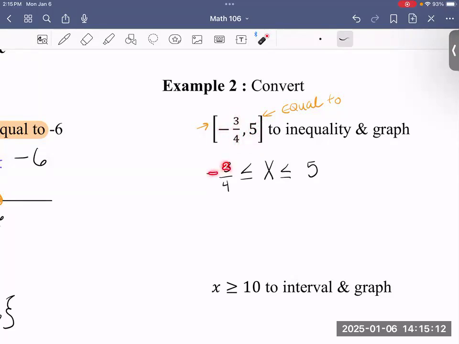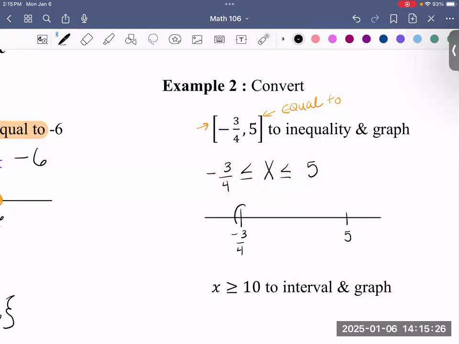So -3/4 is less than or equal to x, which is less than or equal to 5, meaning that x can be any number between these two values. Close circle here because we're equal to, and then shading in between. We can be any number. We could be 0, we could be 1, we could be -half, right? We could be any number in between.